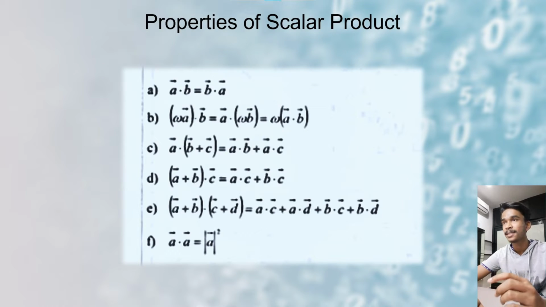Moreover, properties of scalar product. There are totally 6 properties of scalar product, also known as dot product. The example questions based on the properties of scalar product will be explained later in this video.